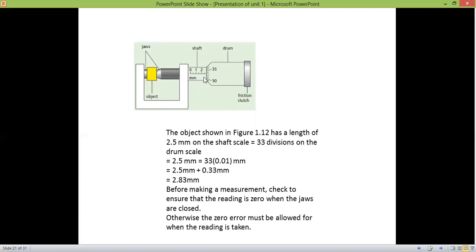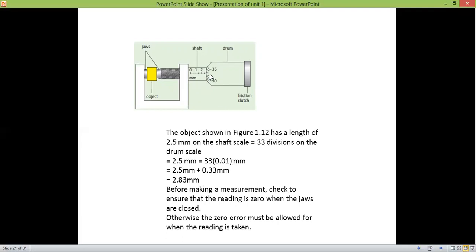How to note the main scale reading? For that we have to see which division is just before the edge of the circular scale. The smaller divisions on the main scale represent 0.5, and the longer divisions represent 1 millimeter reading. So before the edge of the circular scale, this is the division which we can see. So it is 2. We can also see a smaller division, so the answer becomes 2.5 millimeter.